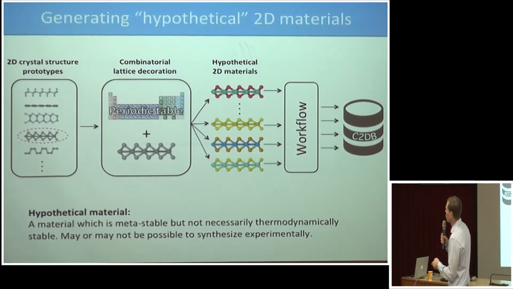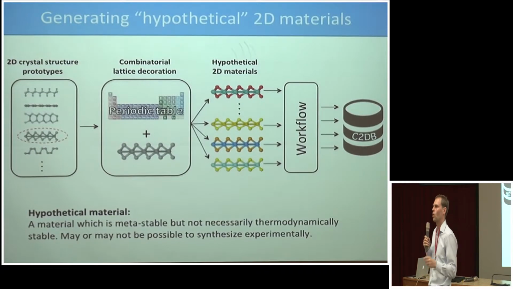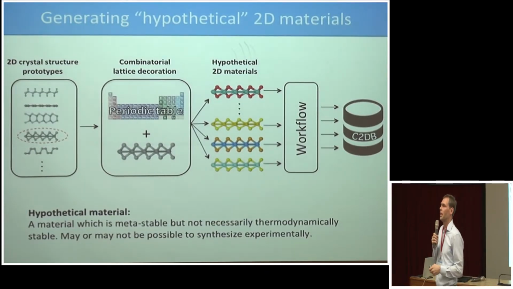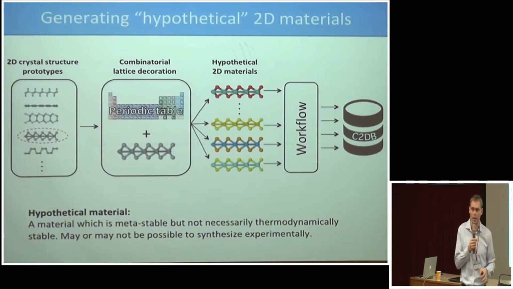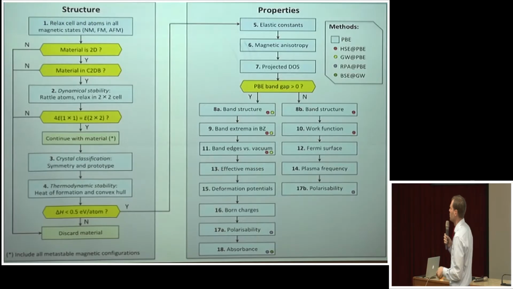Okay, so for the crystal structures, we start from experimentally known crystal structure prototypes. Then we do combinatorial lattice decoration of this lattice. This yields what I would call hypothetical 2D materials, because they are not necessarily experimentally known. But we take each of these materials and run them through a well-defined workflow that I'll describe on the next slide. And then we store all the data in the database.